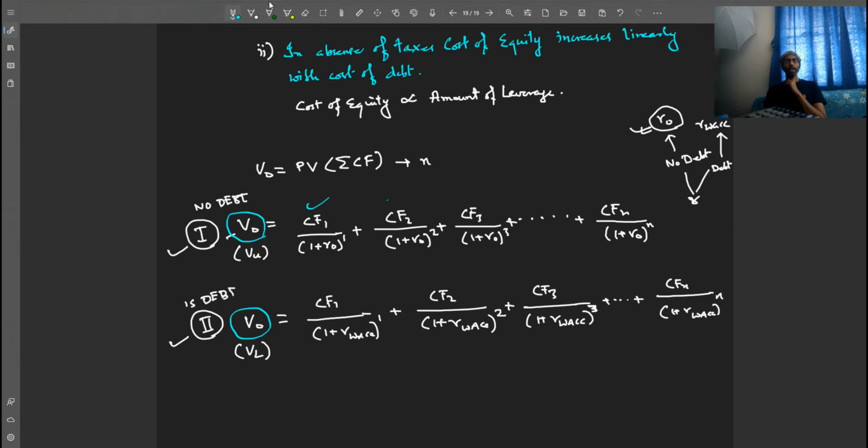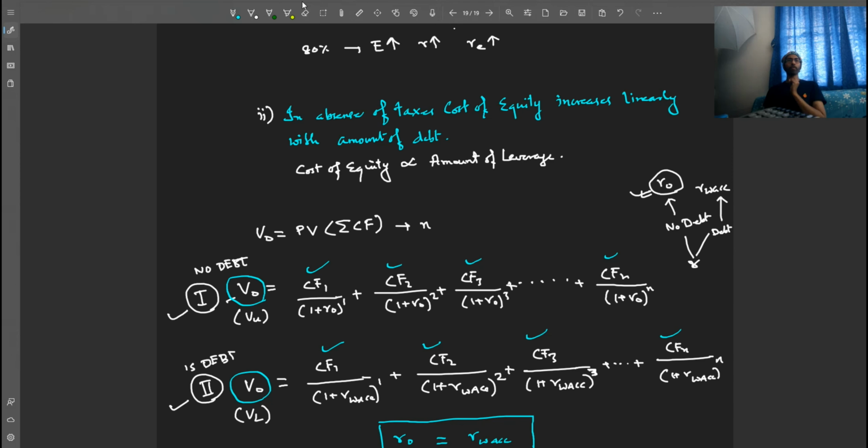The cash flows are same in both cases, CF1, CF2, CF3, CFN. So, what is the other variable, friends? The other variable is R0 and RWACC. So for V0 to be constant in both cases, these two also have to be equal. R0 has to be equal to RWACC for the first proposition to hold.